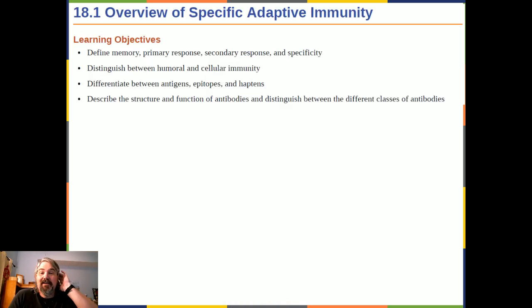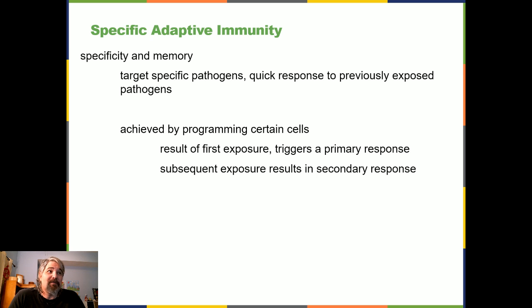Our learning objectives include: define memory, primary response, secondary response, and specificity. Distinguish between humoral and cellular immunity. Differentiate between antigens, epitopes, and haptens. Describe the structure and function of antibodies and distinguish between different classes of antibodies. All right, so specific adaptive immunity.